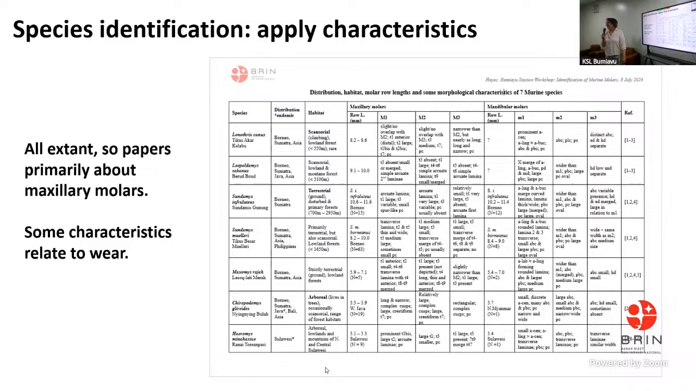And then I put together a table of characteristics for 7 marine species. We will deal with the most complicated one together. Very rare, but it has lots of characteristics. Okay. And then, talking together, just go through and see how you go.